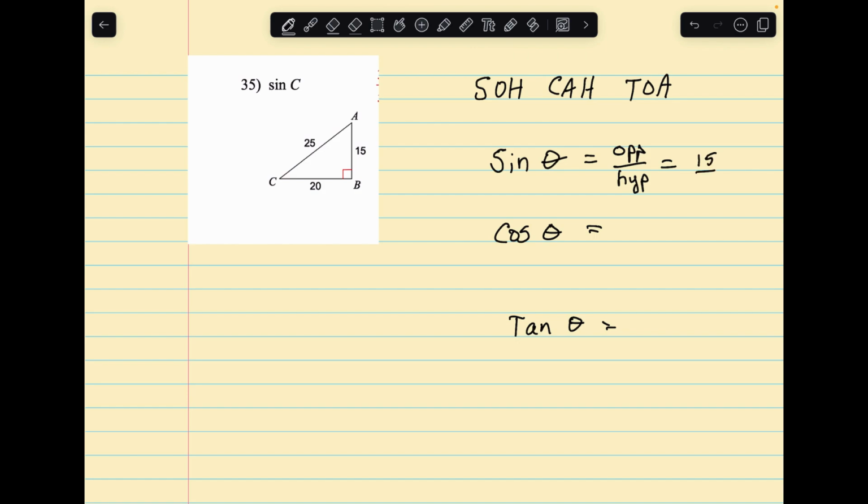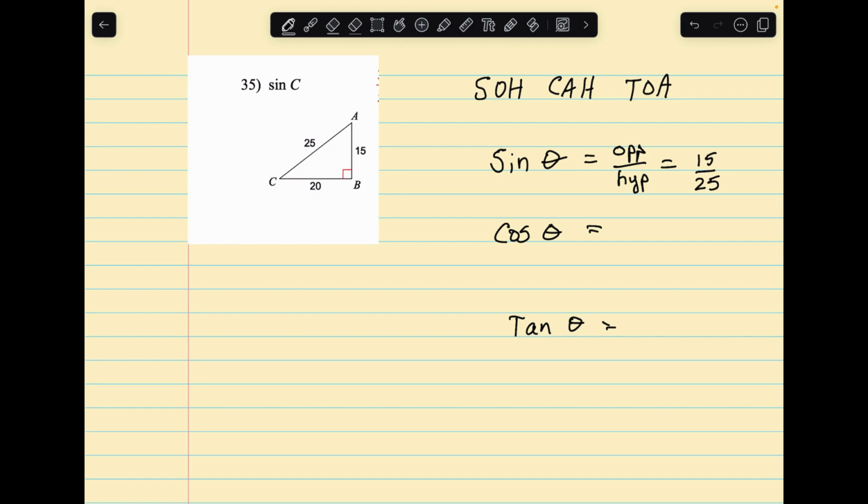And then you put another line over hypotenuse. Opposite over hypotenuse. So here's the hypotenuse. Where's the hypotenuse? It's opposite this right angle. So it's right here. So that's 25. I'll put 25 there. And you just set up the function for sine C. And that's all they're asking for you to do here.